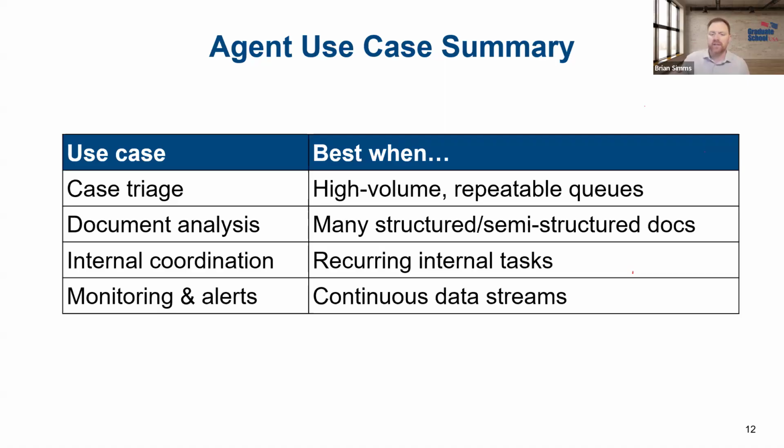So notice what all these use cases have in common too, right? It's again volume, repetition, really clear rules. If you're considering using an AI agent in a situation where these conditions don't exist, we're likely back to the where not to use agents territory.